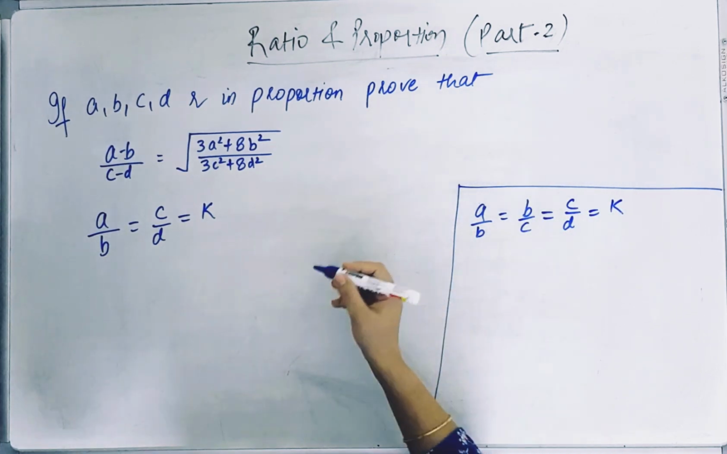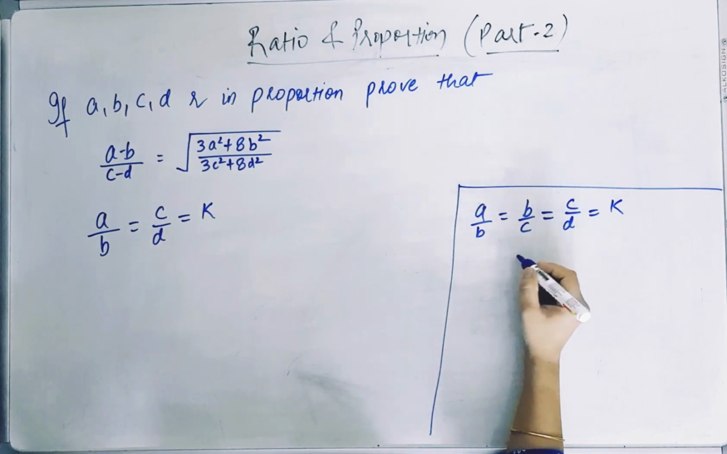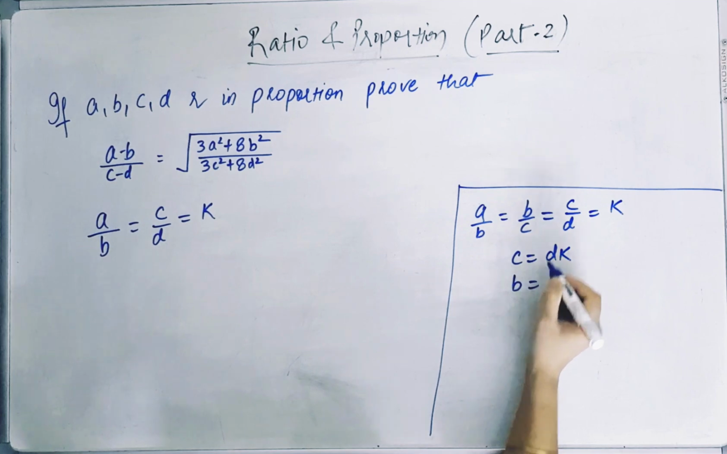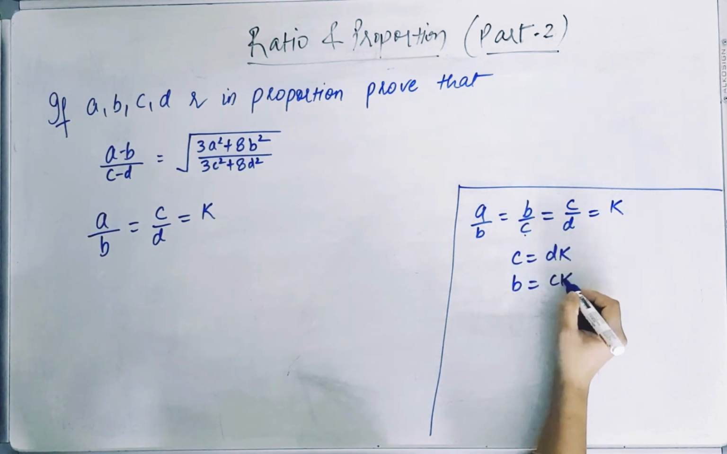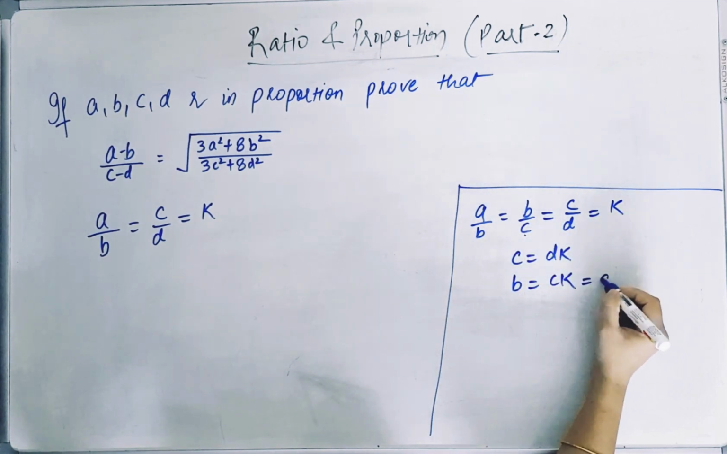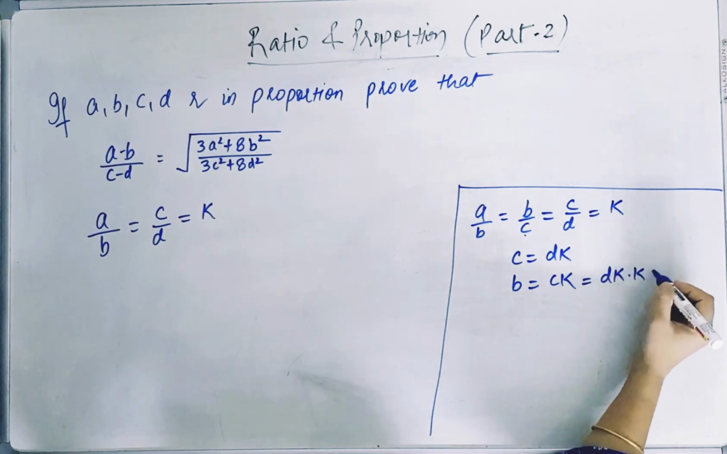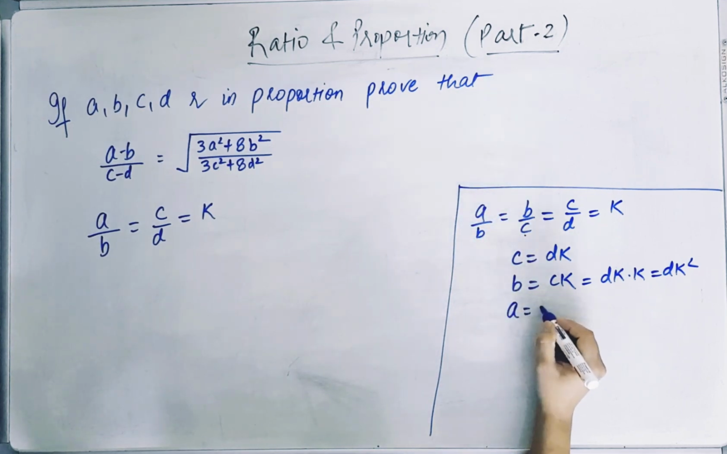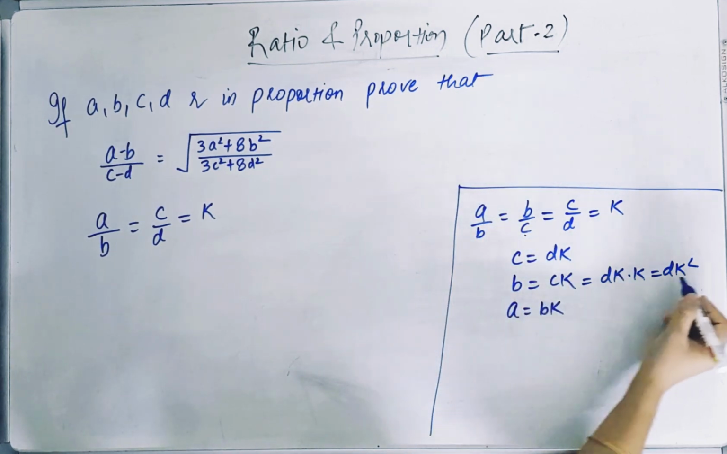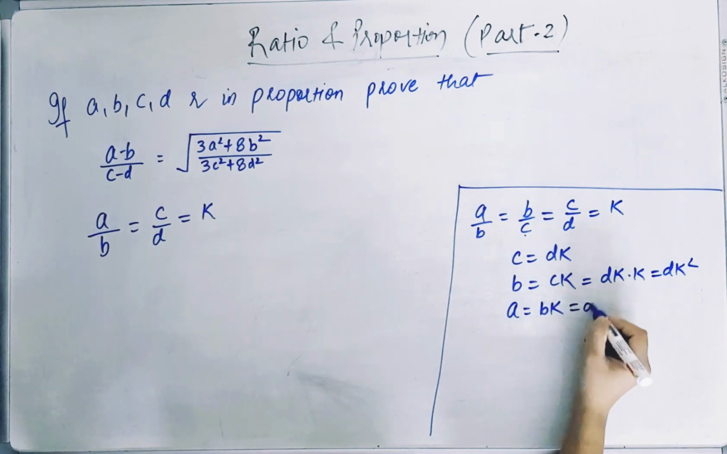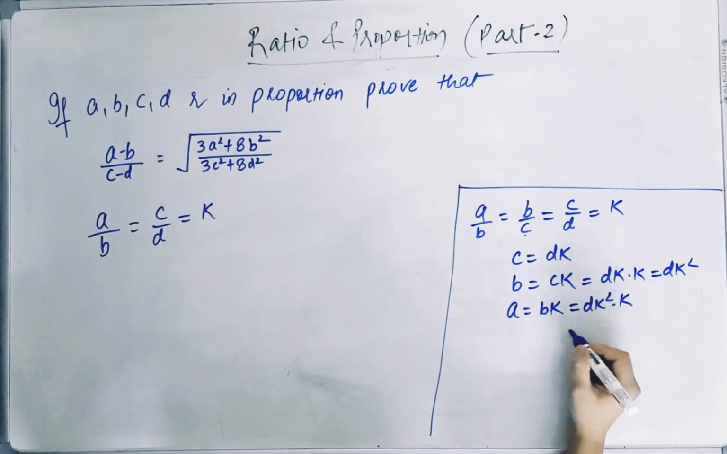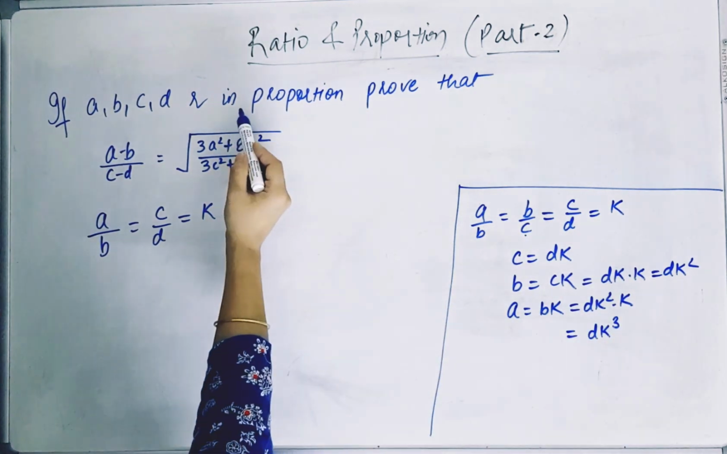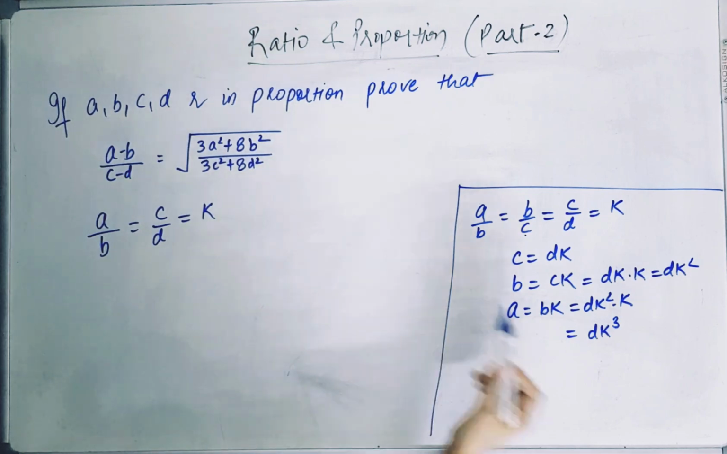So यहाँ पर अगर हम इसको solve करते तो c is equals to d into k. b is equals to c into k. तो c की वैल्यू हम यहाँ पुट करते हैं d into k, dk into k equals dk square. Similarly, a is equals to bk. तो b की वैल्यू क्या है? dk square. Will put over here. तो we'll get dk square into k. Thus, it will be dk cube.